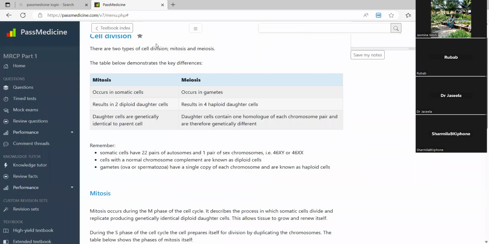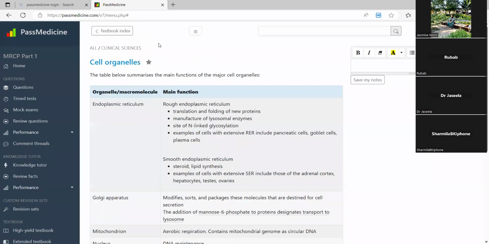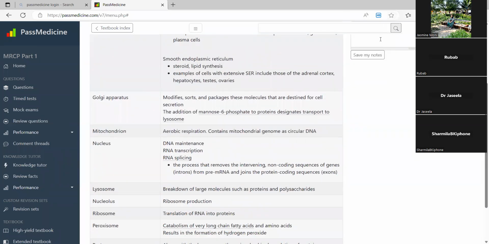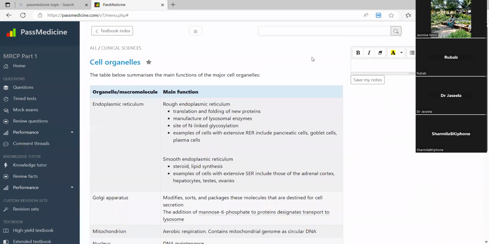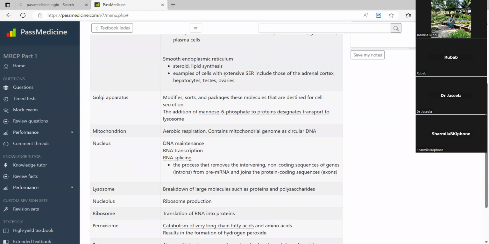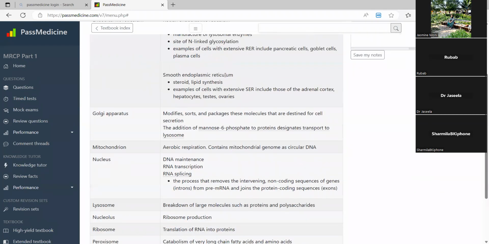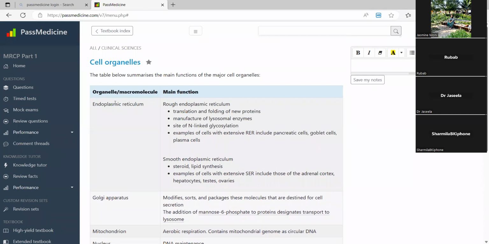Now cell organelles. Past tests have lots of questions from this, only from this box. You will get lots of questions on cell organelles, but you need to know only a few things, what is mostly asked in the MRCP. Endoplasmic reticulum: there are two types, rough endoplasmic reticulum and smooth endoplasmic reticulum. Rough endoplasmic reticulum is for translocation and folding of new proteins, manufacture of lysosomal enzymes, and is the site of N-linked glycosylation.